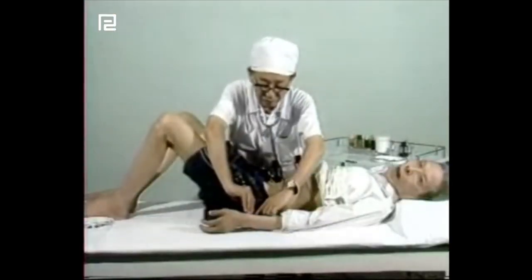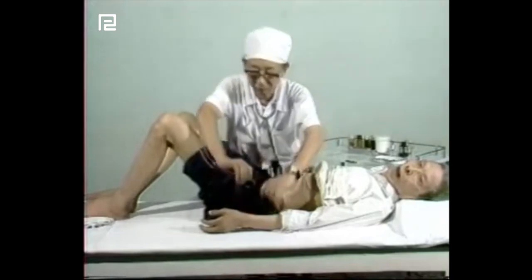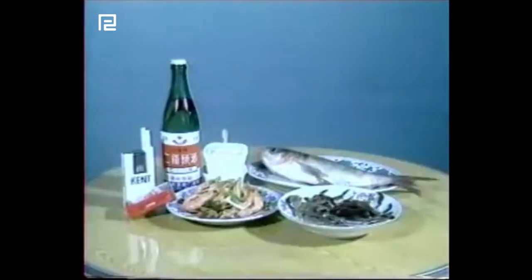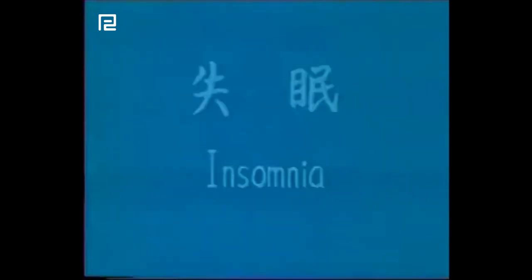Keep the patient from becoming fatigued or catching cold. He should avoid smoking, alcohol, and greasy foods, and his sleeping patterns and emotions should be kept normal and stable.